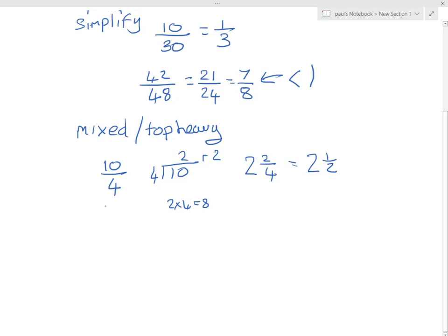So we've changed the top heavy into a mixed because it's a mixture of whole numbers and fractions, and we can go the other way. So if we go 3 and 2/3, which is a mixed, we want to change it into a top heavy. What we do is take the bottom number, 3, the denominator, multiply it by the whole number, so you get 3 times 3, which is 9, then add 2, which is 11, so that equals 11 over 3.